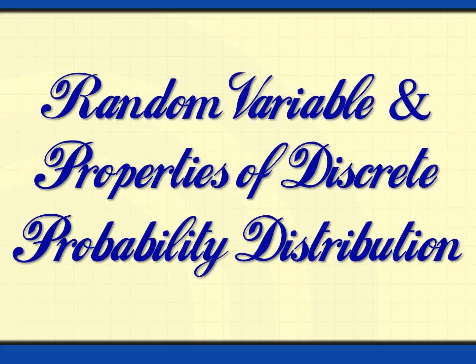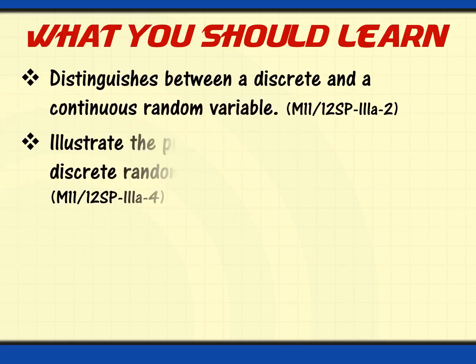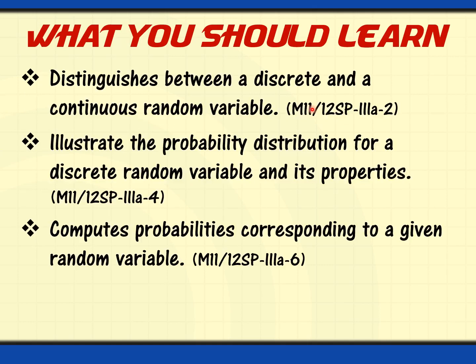so our topic for today is about random variable and properties of a discrete probability distribution. And these are the objectives of the lesson: distinguish between a discrete and a continuous random variable, illustrate the probability distribution for a discrete random variable and its properties, and compute probabilities corresponding to a given random variable.